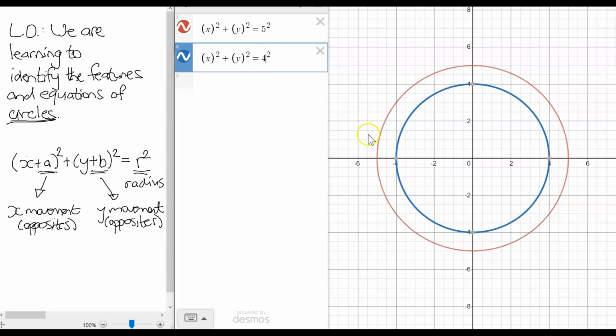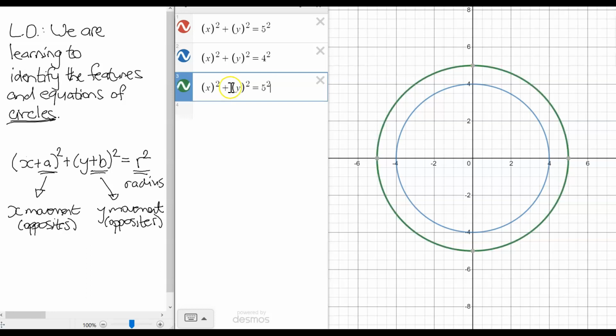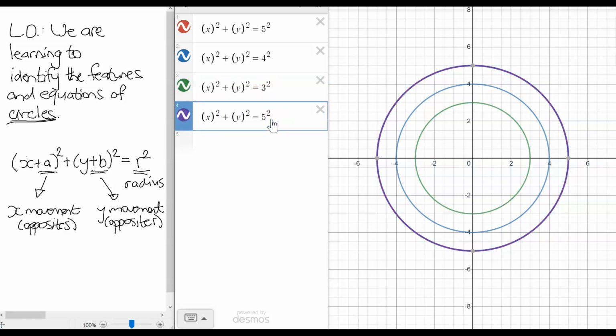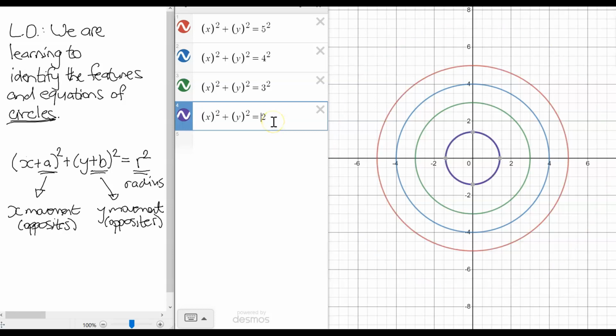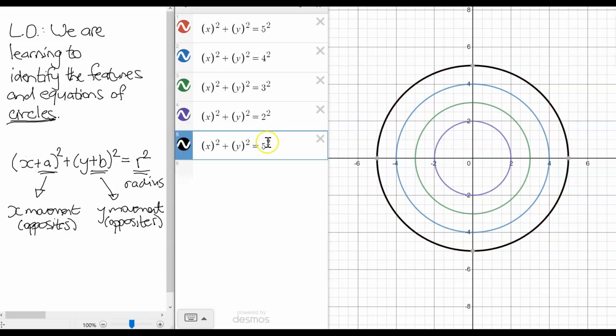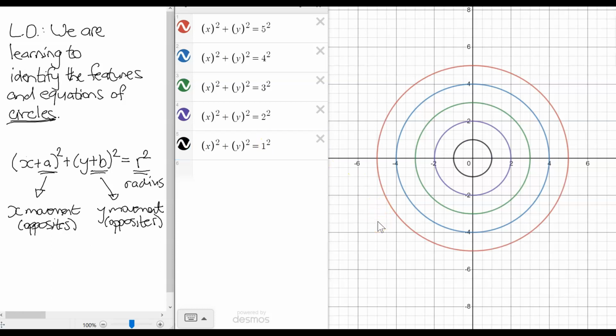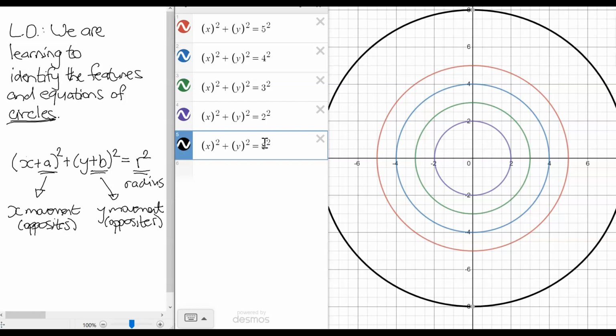So we can see that blue circle has a radius of 4. And maybe, let's say we moved it to 3. There we go. And we can make it smaller again. Make that 2. There you go. And then finally, we could make that 1 squared as well. So we can make the circle bigger and smaller by changing the size of the radius. And just as another example, let's make that 8. There you go. We can see the black circle around the outer side now. So that changes the size of the circle.